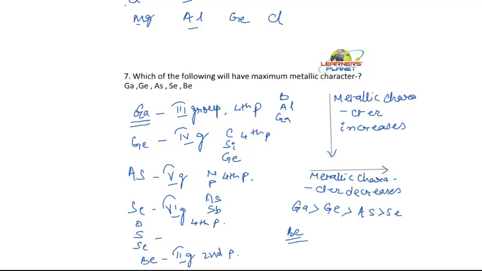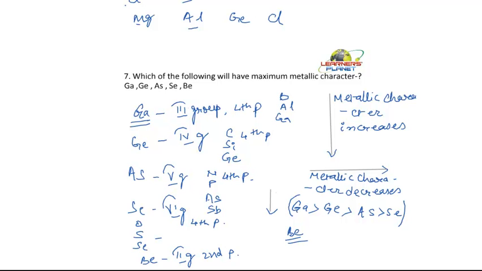So which will be most metallic here? These all are present in the fourth position along the group. But you need to see the period also.